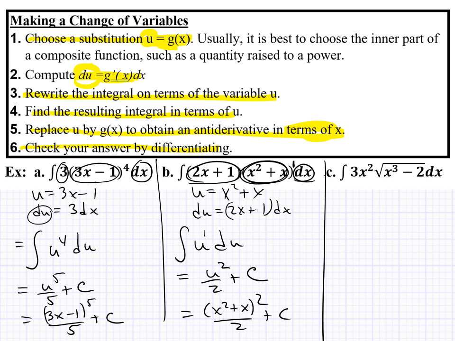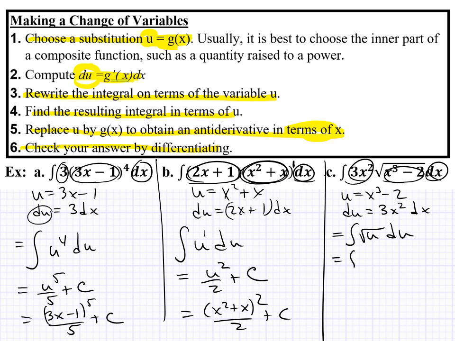One more, again fairly simple. If u equals x cubed minus 2, du equals 3x squared dx. There's 3x squared dx. There's the u. I end up with the square root of u du, which would be u to the 1/2 du. Integrate that, I'm going to get u to the 3/2. If I divide by 3/2 and really multiply by 2/3 plus c, resubstitute, and we get x cubed minus 2 to the 3/2 plus c.